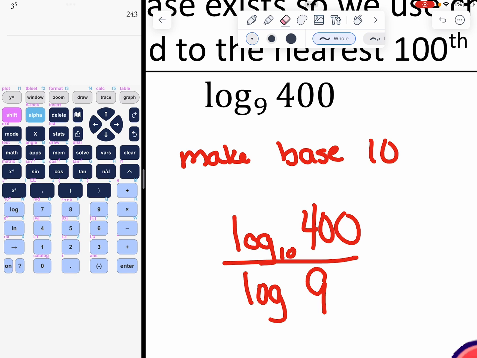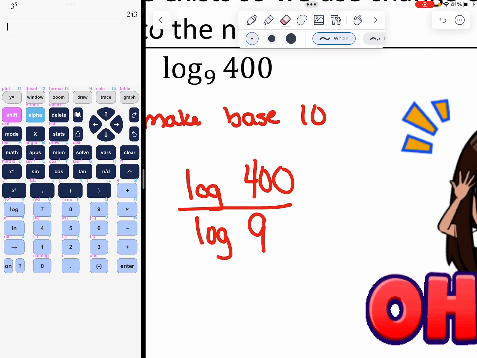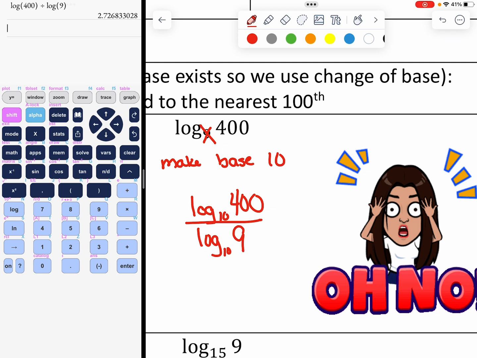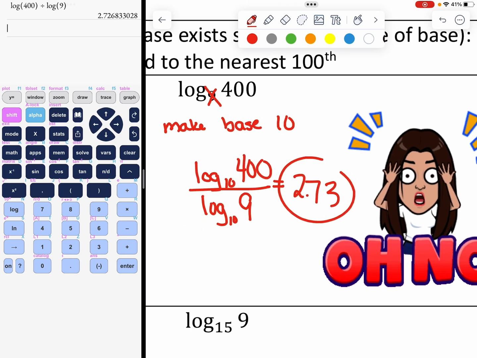Remember, you don't really need that 10, it's implied. So we changed the base from a 9, which most calculators cannot do, to a base of 10, which our calculator can do. Watch my calculator: log of 400, divided by log of 9. There it is. What do they want us to round to? Nearest hundredth, that's 2 decimal places. 2.73. And now we're good to go.